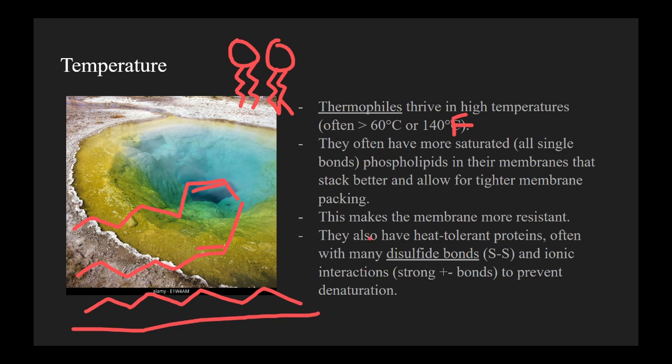And they also have proteins that are heat tolerant, right? So the heat is going to threaten to break the bonds apart between the amino acids. So these proteins contain many disulfide bonds, which are made by the cysteine amino acid. So disulfide bonds, sulfur-sulfur bonds, are pretty strong and hold the proteins together, as well as several increased ionic interactions. So you have amino acids that are positive and negative, attracting each other and making that plus-minus ionic bond. So lots of those within these heat-tolerant proteins.